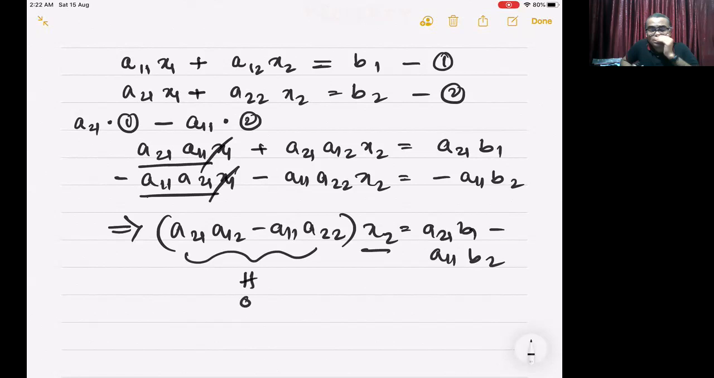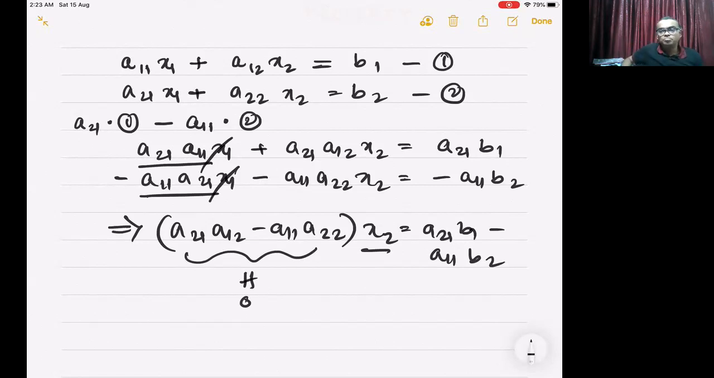If this quantity is non-zero, then I can just divide by this and get x2. And once I have x2, I can just do a substitution of this value either in equation 1 or in equation 2 and get a value for x1. That is how we solved. That is how we eliminated this x1 variable.